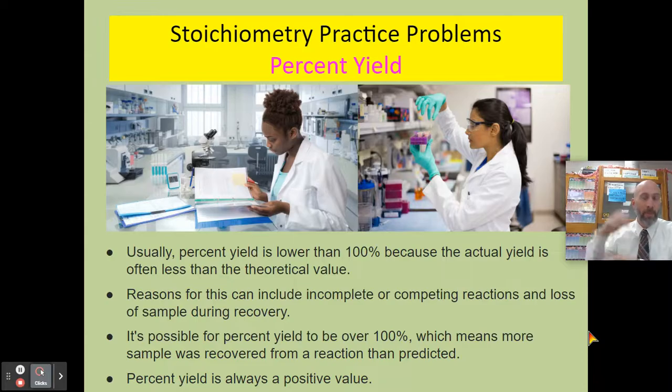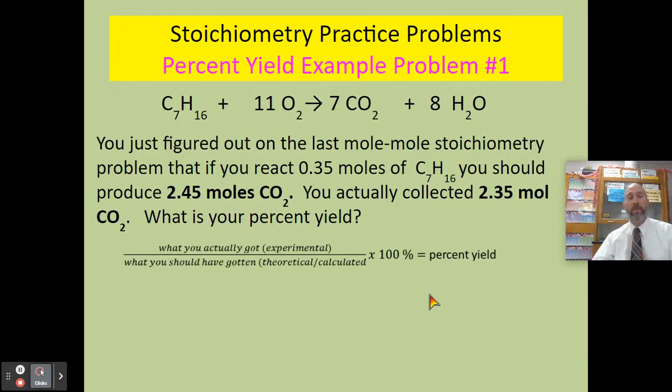It's possible to end up with over 100%, right? You could end up with more, and that just means that more sample was recovered than predicted. That also could be maybe you didn't measure stuff correctly. So there's a few different reasons for that. But percent yield is an absolute value. It's always going to be positive. Okay. So how do we solve these problems?